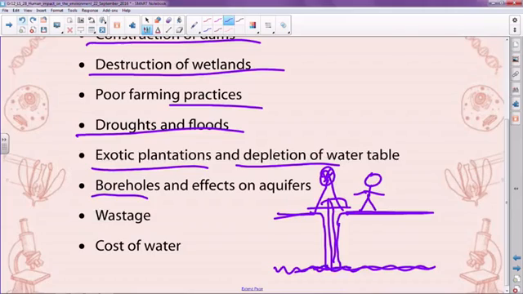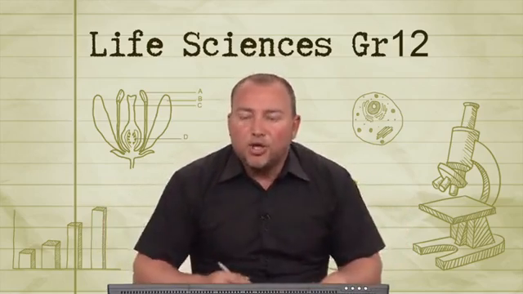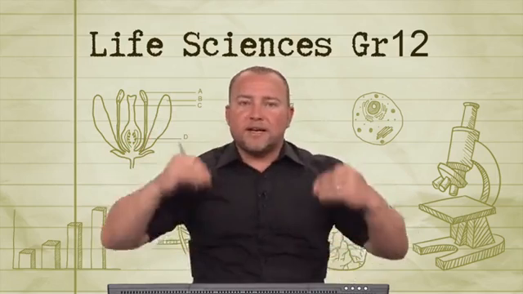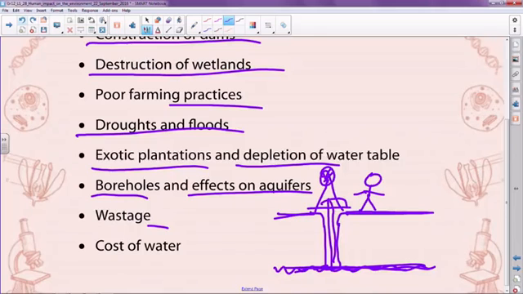Now borehole water and the effects of aquifers. What actually happens is aquifers, I can't even say that word, and I know I can't. But those are like your springs where the water comes out of the ground. This water dries up. You'll see a lot of farmers nowadays. They will say, oh, I was farming so well, and all of a sudden my borehole dried up. Okay, that's overusing.